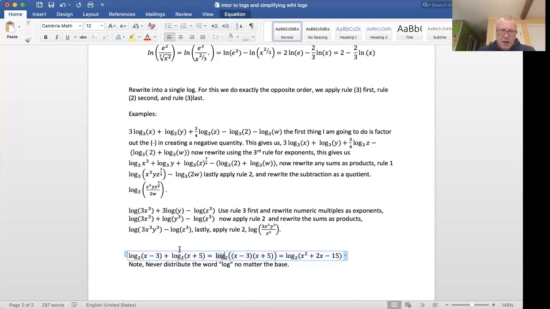Note, we never distribute the log inside of an addition or subtraction. We don't distribute it inside of a multiplication or division either. The log is just a symbol that represents another way to write an exponent. It's not something you distribute.